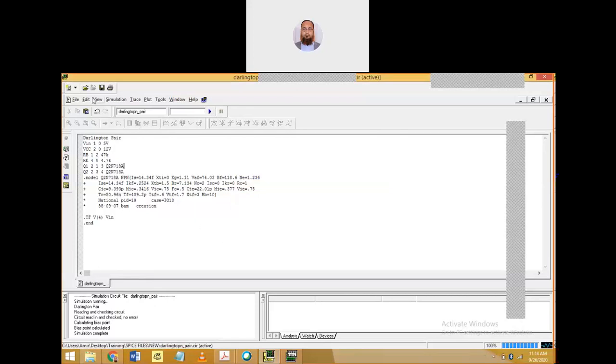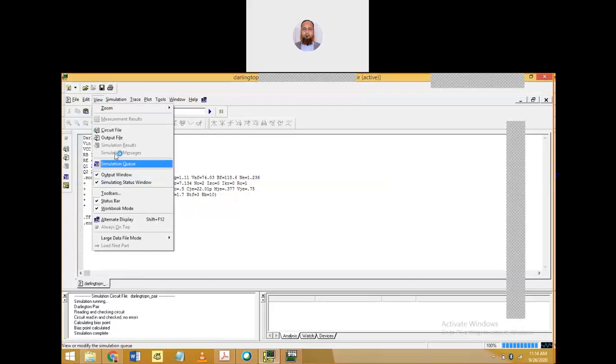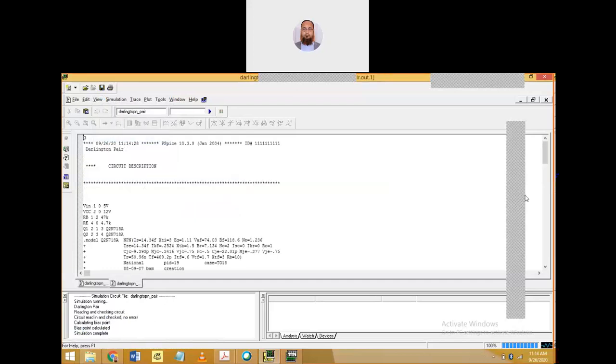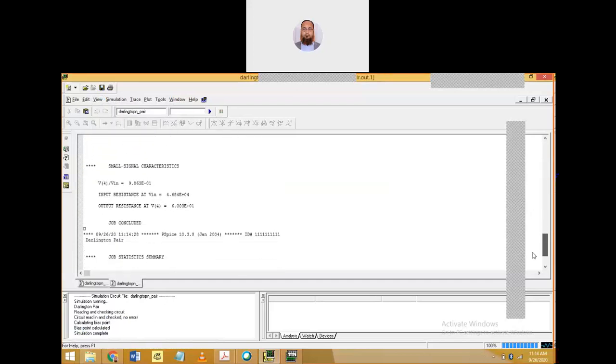Again we got the answer. The simulation is complete. Let's see what the output is. You can see that there is not much difference in the values. The output is reduced to 60. The input resistance is almost the same as it was, and the gain is almost the same again.